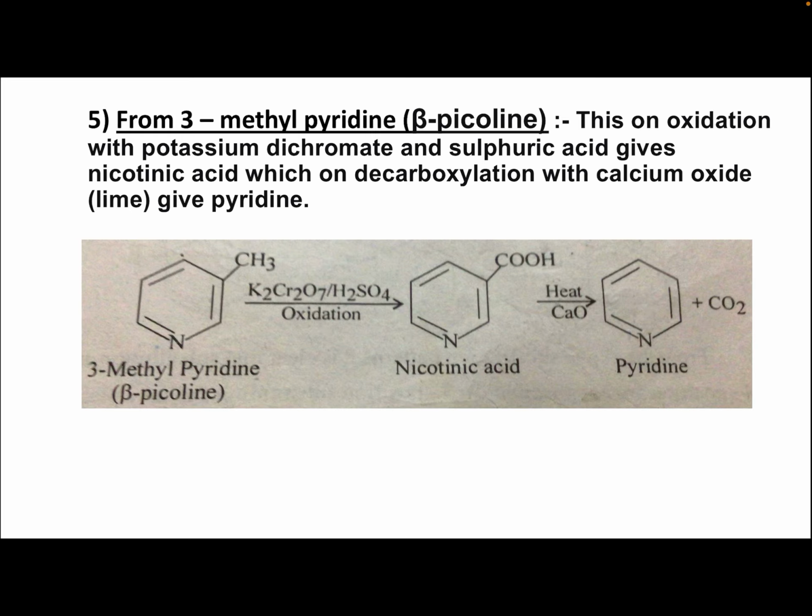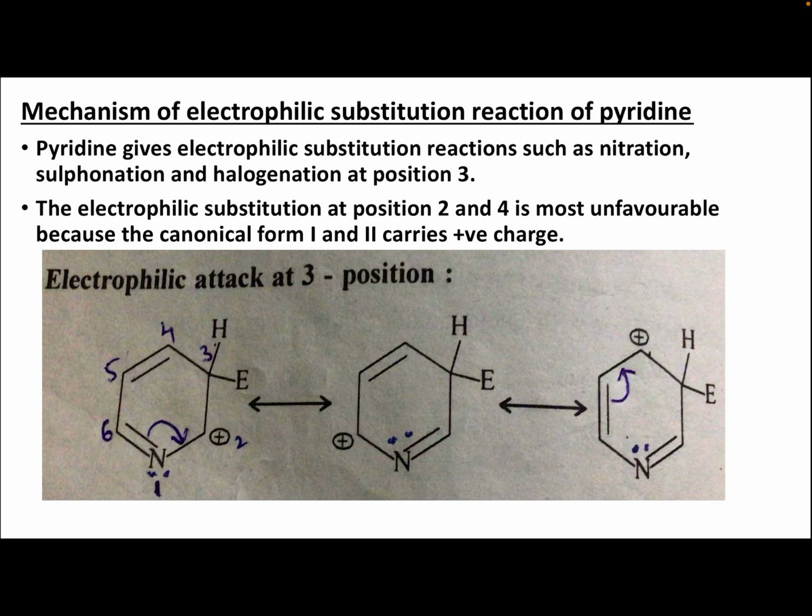When we are heating with lime, that is calcium oxide, we are getting pyridine plus CO2. This is a decarboxylation reaction because carbon dioxide is removed here. So 3-methyl pyridine in acidic medium with potassium dichromate, oxidation takes place to give nicotinic acid. Nicotinic acid on heating with lime gives pyridine plus CO2. This is the fifth method of preparation of pyridine from beta picoline.